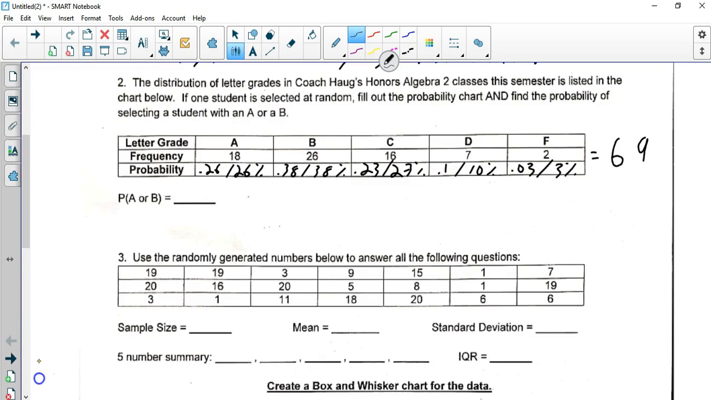Now the probability of A or B, that means you're looking at both of these groups combined, because you're just saying you can have A or B. So your chances increase of hitting an A or B. So basically you're just going to add 0.26 plus 0.38 and get 0.64, or a 64% chance of being an A or B.